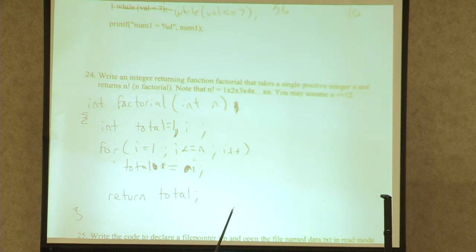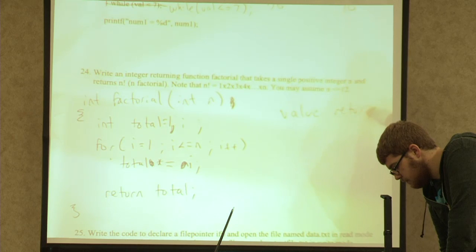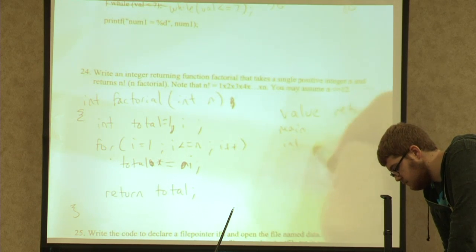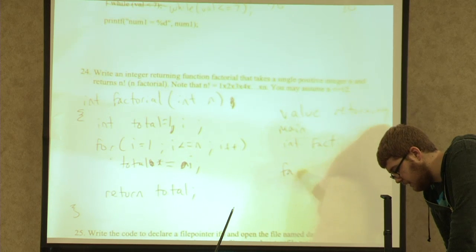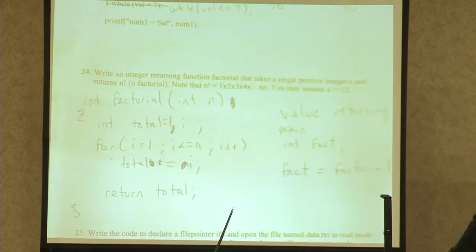And then this is a value returning function. So if you were using this in main, how would you actually use it? You would have to put another variable equals factorial, and then whatever number you want, right? That's perfect. So this is value returning because it has the int. So in main, you would have to call it. Say you had int fact, then it would have to be fact equals factorial of 10, and that would do the factorial of 10, right?